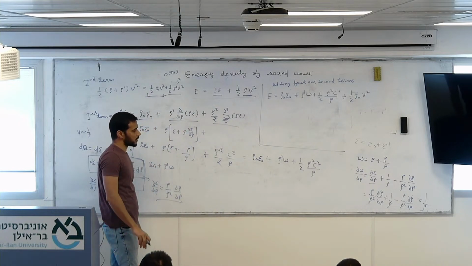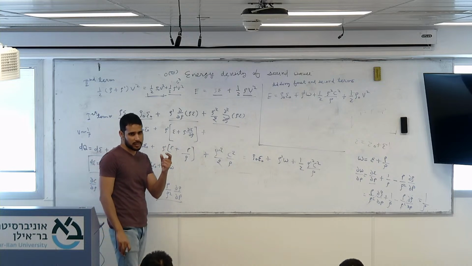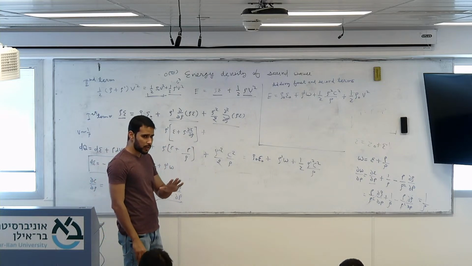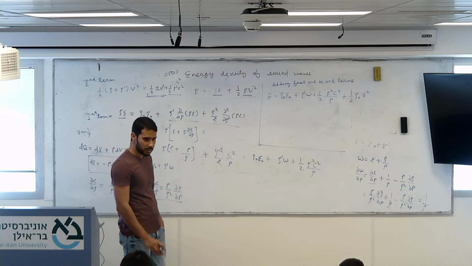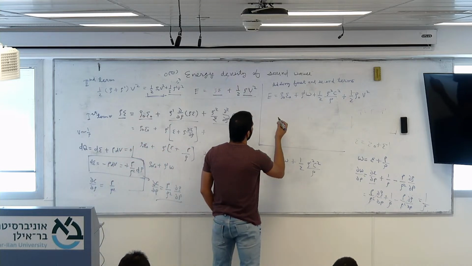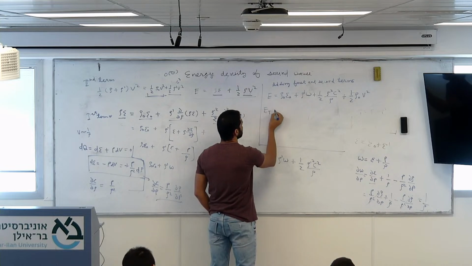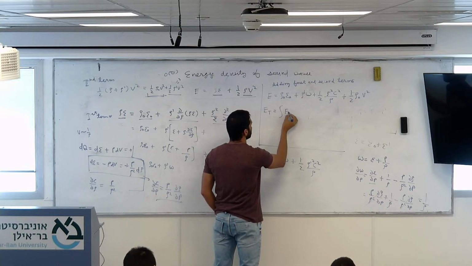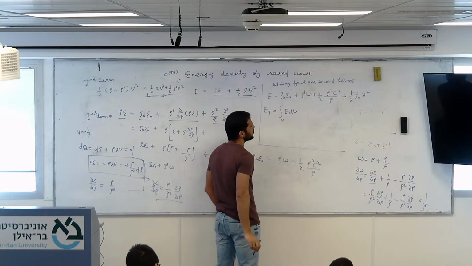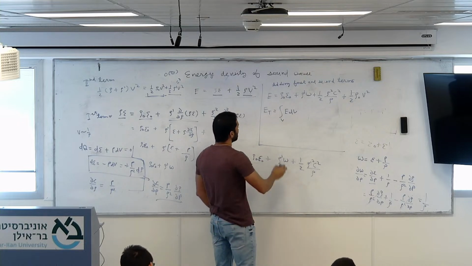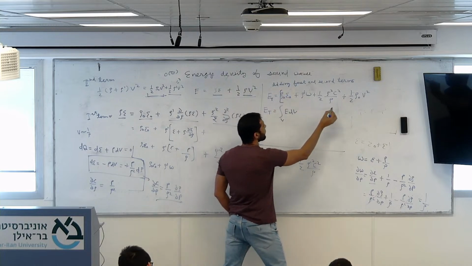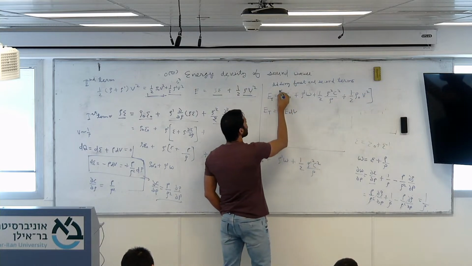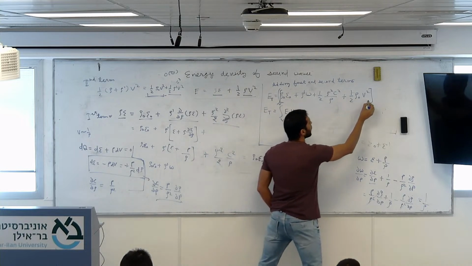Okay, so this is the energy density contained inside the sound wave. If you calculate the total energy, just integrate it over the volume. Let's call it total energy, the integration of E over your entire volume. So E_T becomes the integration over the entire volume.